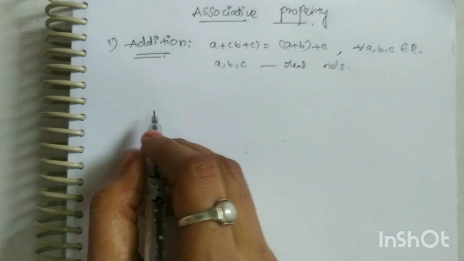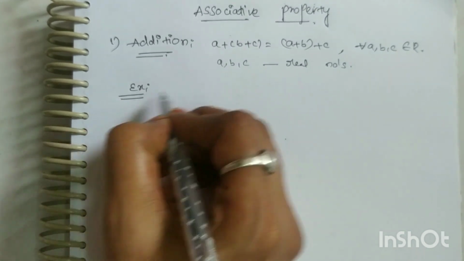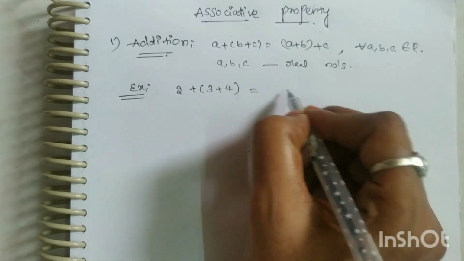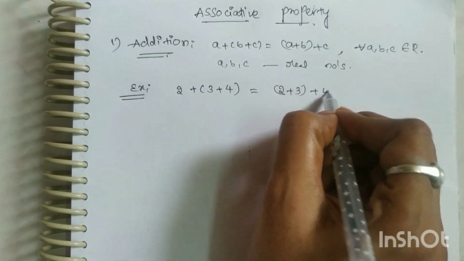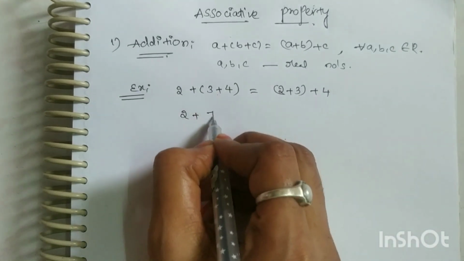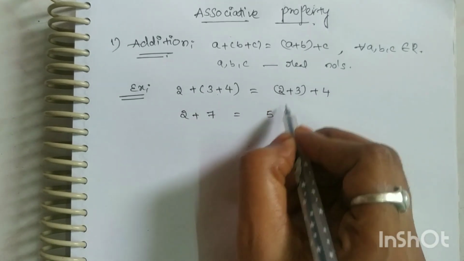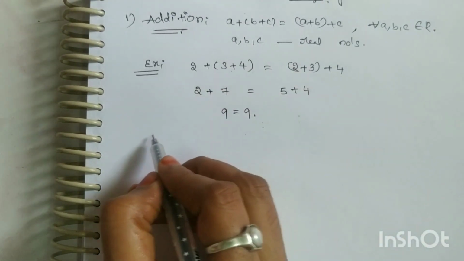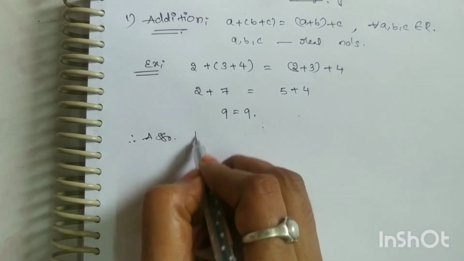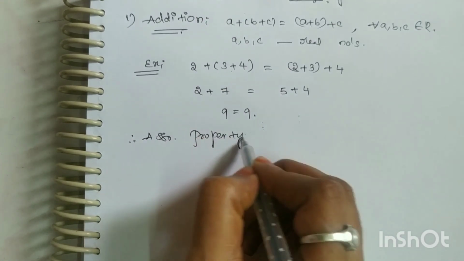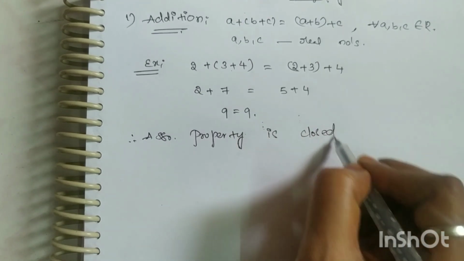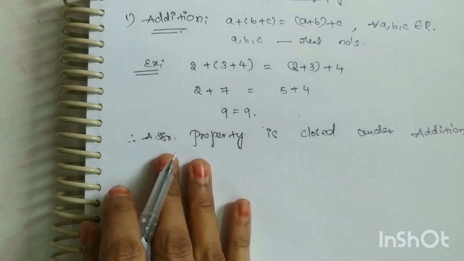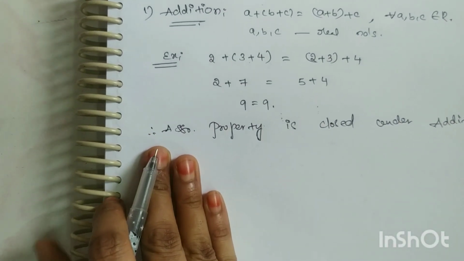All are real numbers. Let us see the example, that is (2 + 3) + 4 = 2 + (3 + 4). So 2 + 3 is 5, plus 4 is 9, and 3 + 4 is 7, 2 + 7 is 9. So 9 equal to 9. So here associative property is closed under addition. So associative property satisfies addition also.